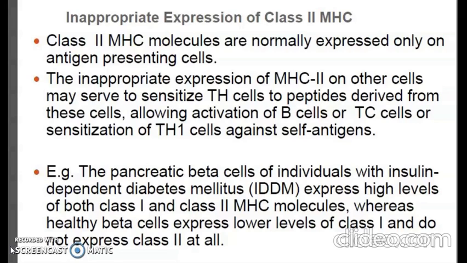For example, the pancreatic beta cells of individuals with insulin-dependent diabetes mellitus express high levels of both class I and class II MHC molecules, whereas healthy beta cells express lower levels of class I and do not express class II at all.